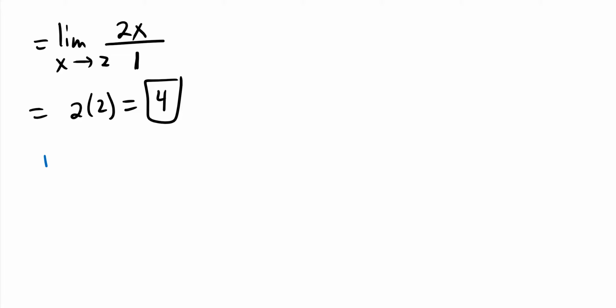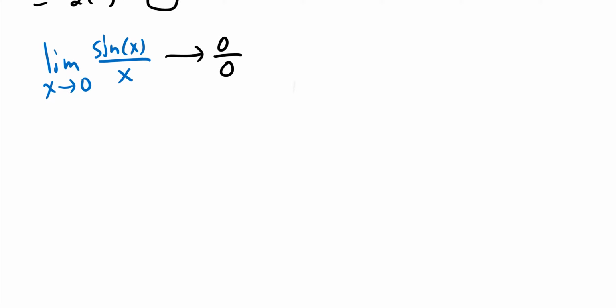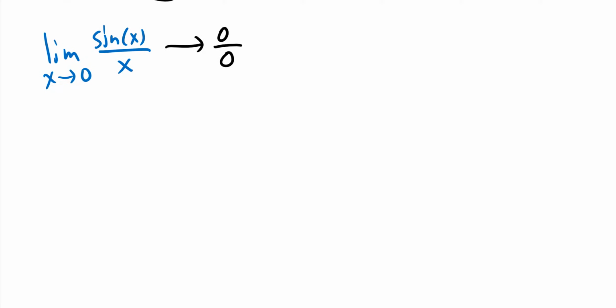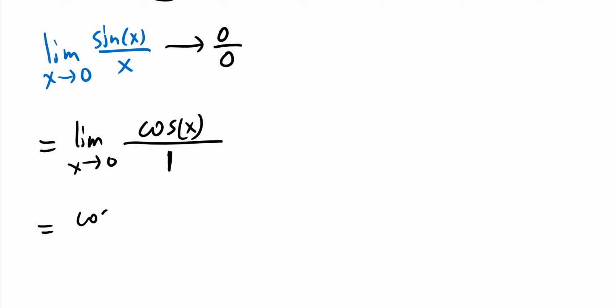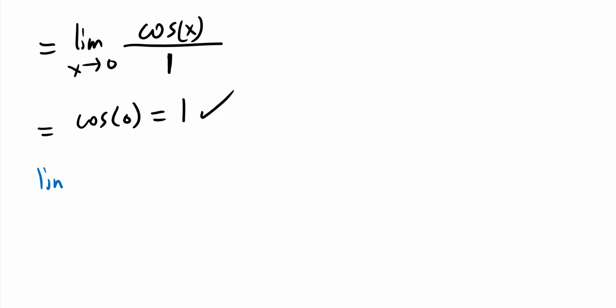It's just straightforward. We also used this as a theorem: the limit of sine x over x as x approaches 0. This also goes to 0 over 0, and we told you before that the limit of this is 1. Now we can prove why the limit is 1 using L'Hopital's rule: the derivative of sine is cosine and the derivative of x is 1. So that would be cosine 0, which is 1. See how powerful this rule is?